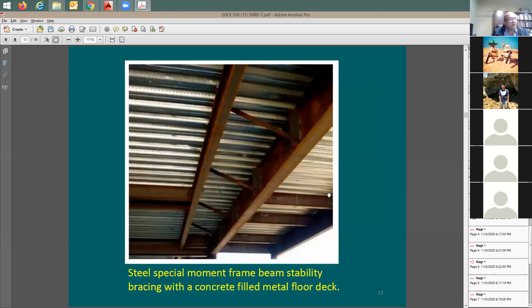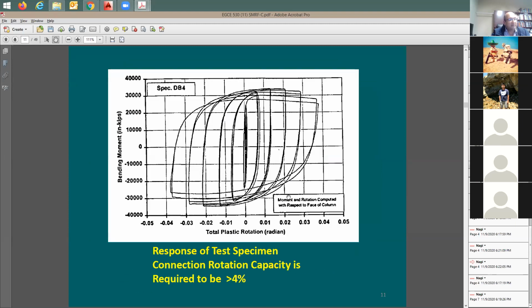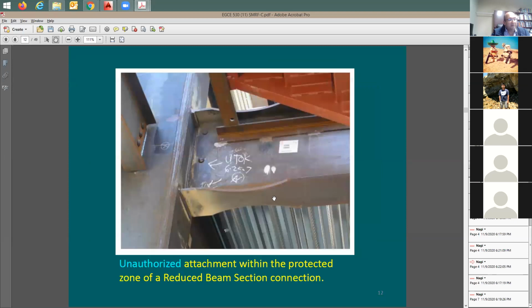Now compare it with this one here, with this RBS. Someone's going to say, well, I prefer the RBS because anyone can just build it for me. Do you guys see anything bad here in this picture about this RBS? The connection to the web. Yeah, you're not supposed to do any attachment to this section of the beam.